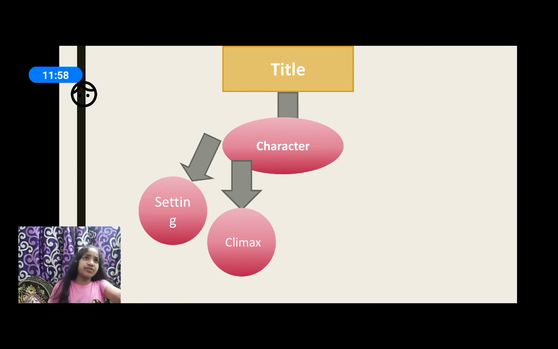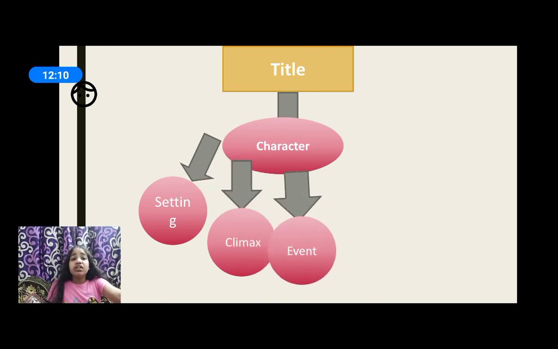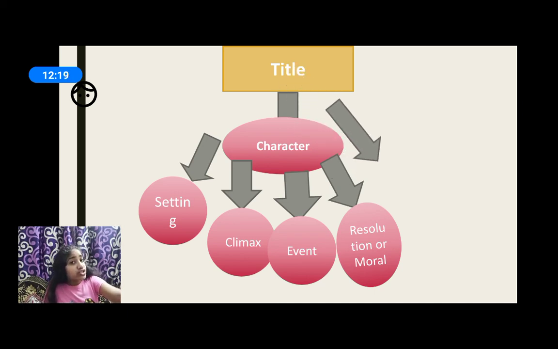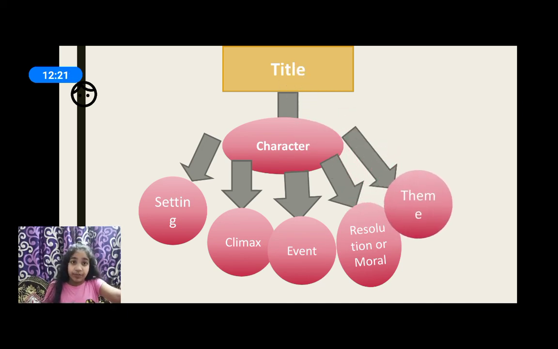If you write everything in the story and leave out the climax, it is not a good story, right? You have to make the story as beautiful and as interesting as you can. So you should also describe the events in the story. For the resolution, you should have the moral in the story, and stories should also have a theme, which is so important. So this was the chart of the story. Take a screenshot and this will help you so much in making one.